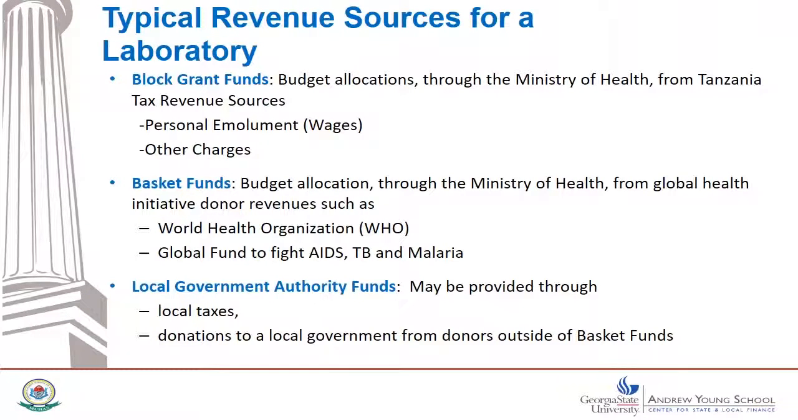Second are basket funds. This refers to funds donated to the country for health-related programs by groups like the World Health Organization, the Global Fund to Fight AIDS, TB, and Malaria, and other healthcare-related foundations. Third, though not as large a funding source as the national government, local government authorities provide a significant amount of funding support for local healthcare. In most cases, this comes from either local taxes or donations made to the local government outside of basket fund support.